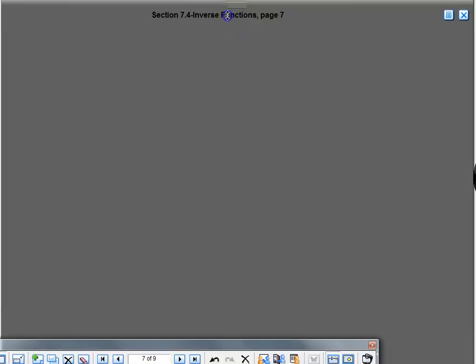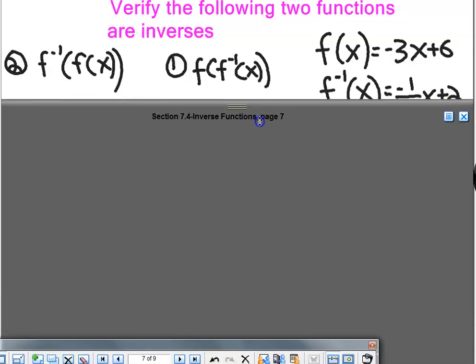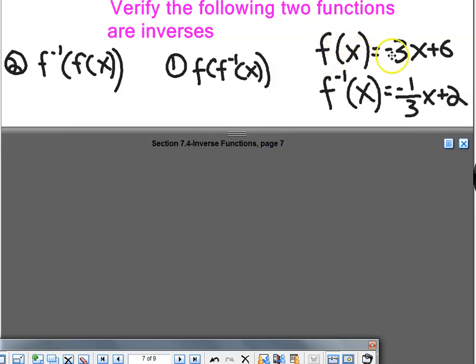So, verifying two things are inverses. I'm going to give you a function here. f of x equals negative 3x plus 6. And I'm claiming something to be an inverse, where it's negative 1/3 x plus 2. There are two different ways to do this. First off, here's the first way, where you go, okay, I'm going to put the f function into the other function, and then flip the order around.